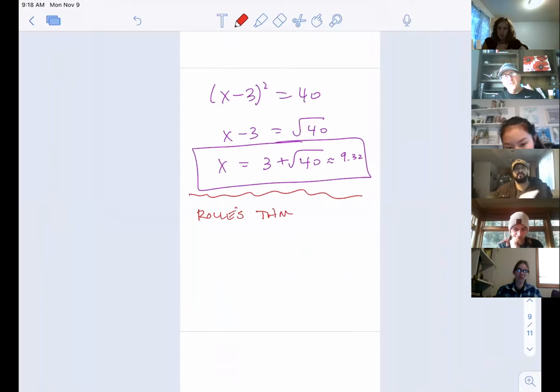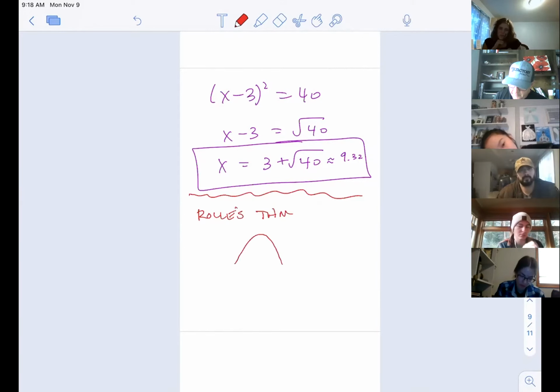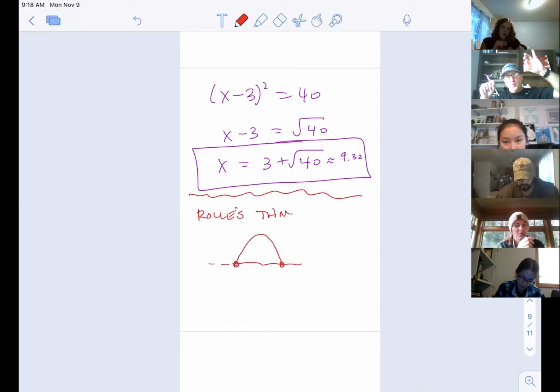Rolle's theorem is the same exact thing. There's nothing new about it. It's just that Rolle's theorem says that the two points we're interested in aren't at different heights. Rolle's theorem says they're the exact same height.